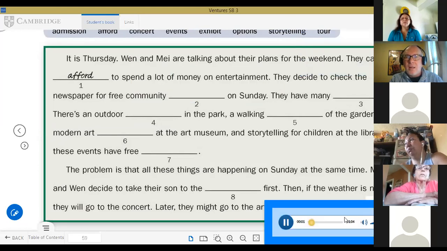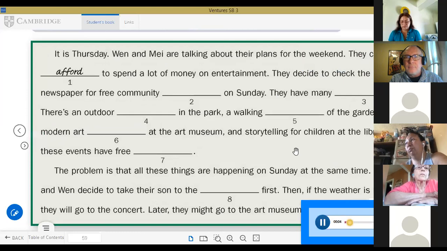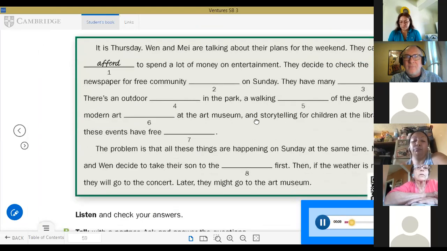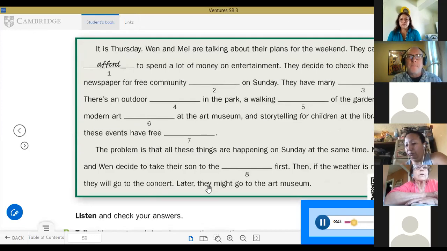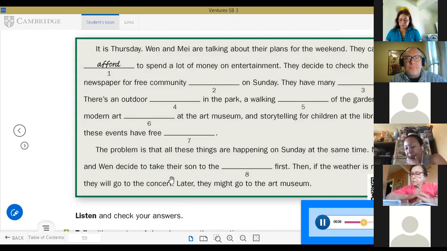Page 59, Exercise 3A. It is Thursday. Wen and May are talking about their plans for the weekend. They can't afford to spend a lot of money on entertainment. They decide to check the newspaper for free community events on Sunday. They have many options. There's an outdoor concert in the park, a walking tour of the gardens, a modern art exhibit at the art museum, and storytelling for children at the library. All these events have free admission.